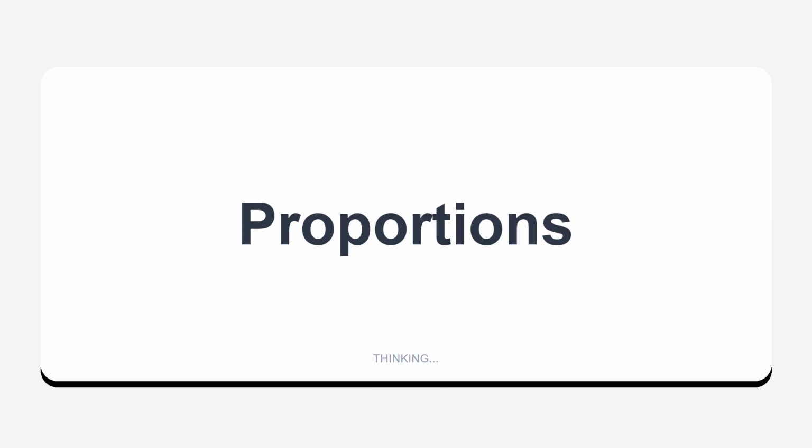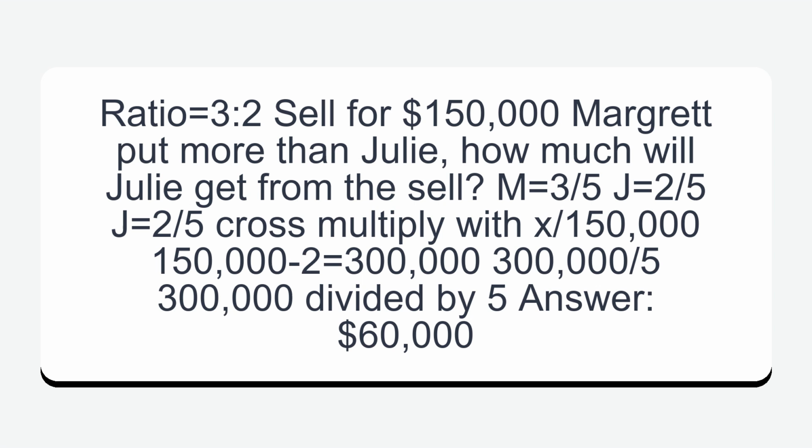Proportions. Ratio equals 3 to 2. A house sells for $150,000. Margaret put in more than Julie. How much will Julie get from the sale? M equals 3/5, J equals 2/5. J equals 2/5, cross multiply with x/150,000. 150,000 times 2 is equal to 300,000. 300,000 divided by 5, answer $60,000.